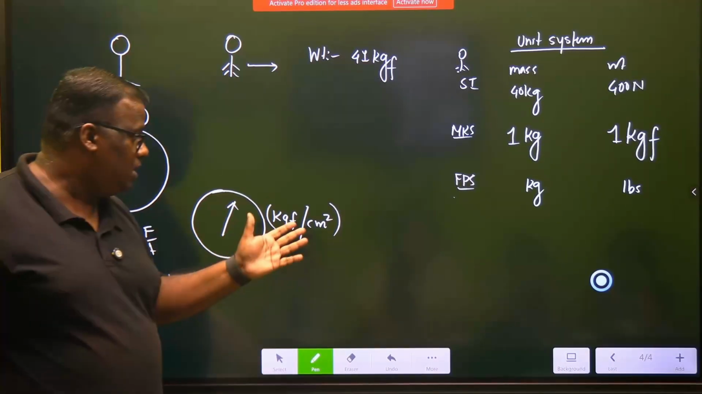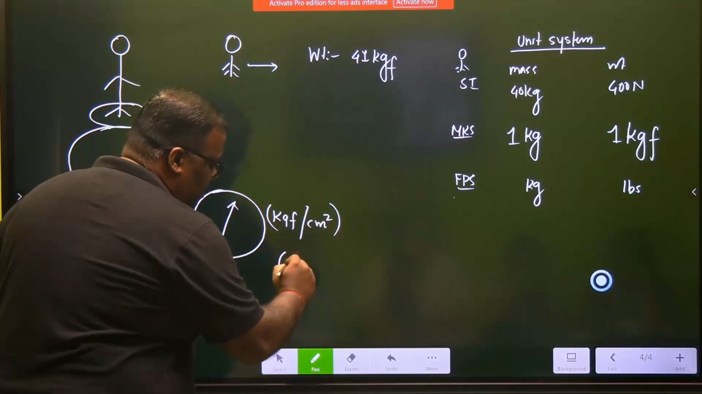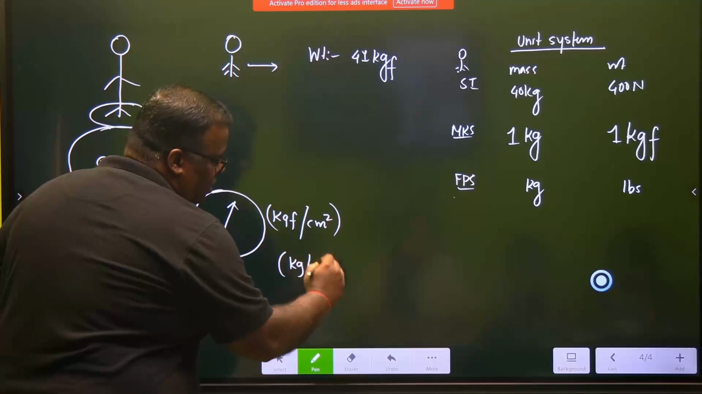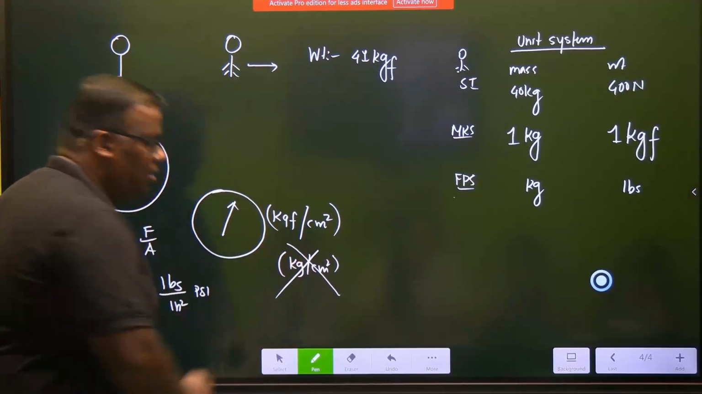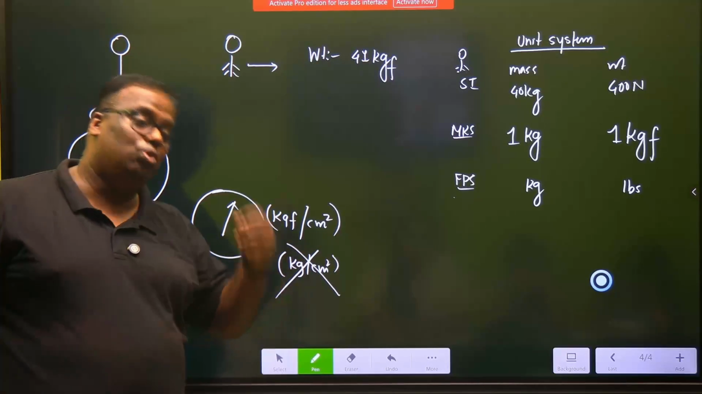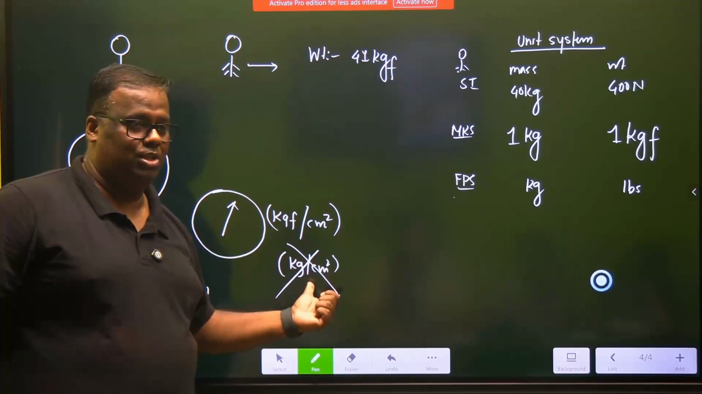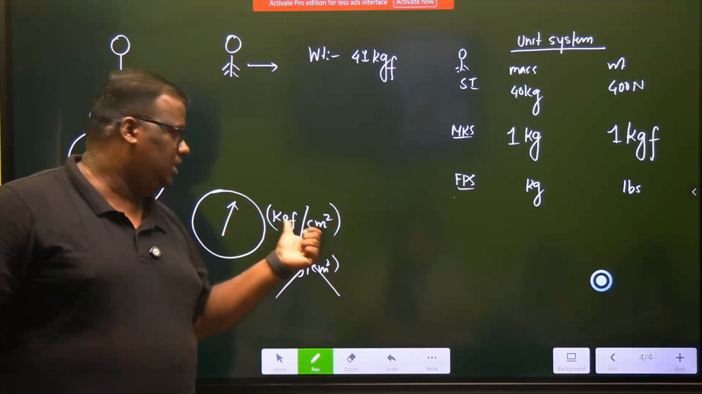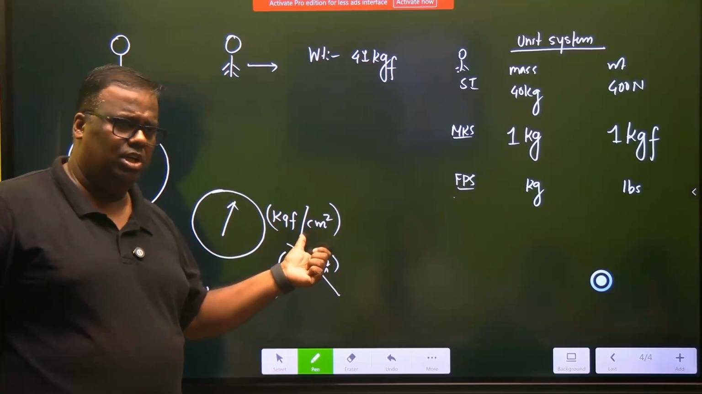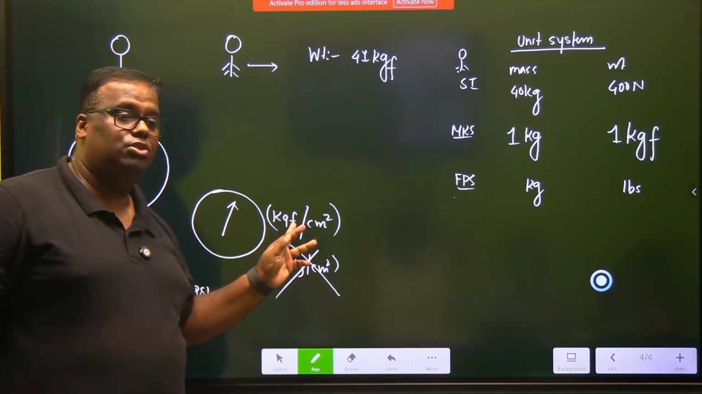There are still some manufacturers who sell pressure gauges, and like idiots they will sell it like kg per cm square. If you are a real hardcore engineer, you should not buy it. You buying it means you don't know the concept of unit. Kg cannot be force. Pressure gauge tells me force per unit area. Either this can be in Pascal, very good, it can be in bar, it can be in PSI, but if it is in MKS, it should be kgf.